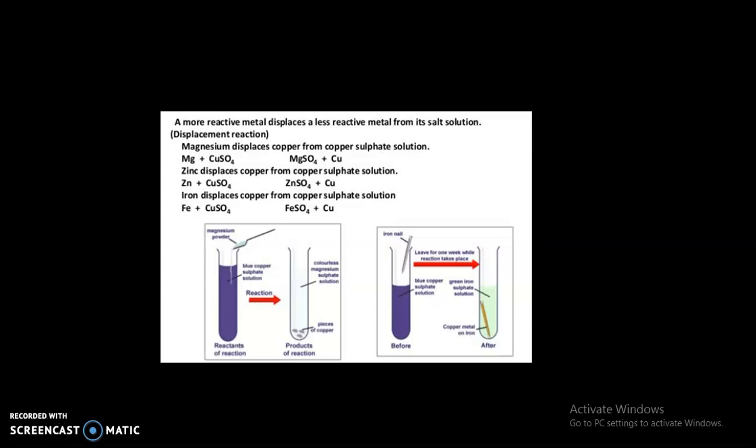So when you place a copper wire in a solution of iron sulfate, you observe that there is no change in the color of the solution and no new substance forms.